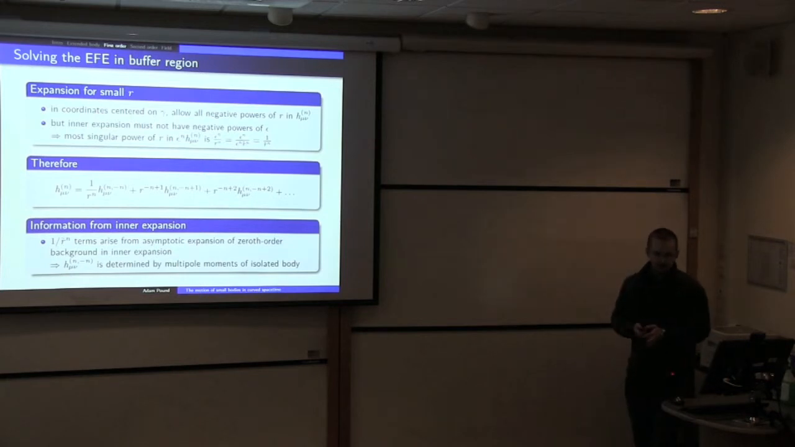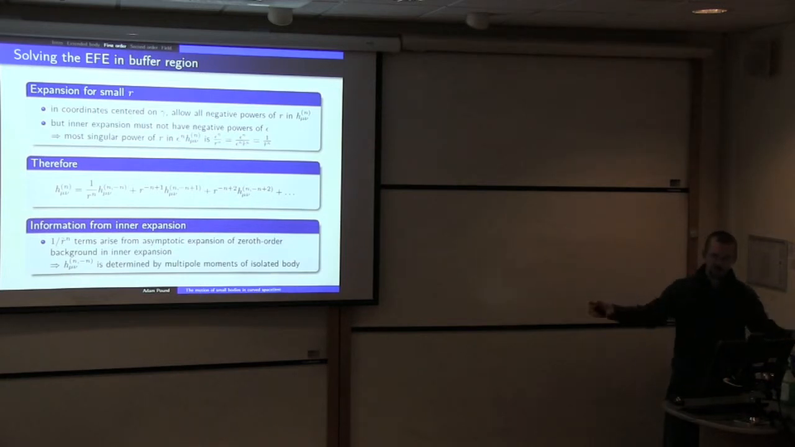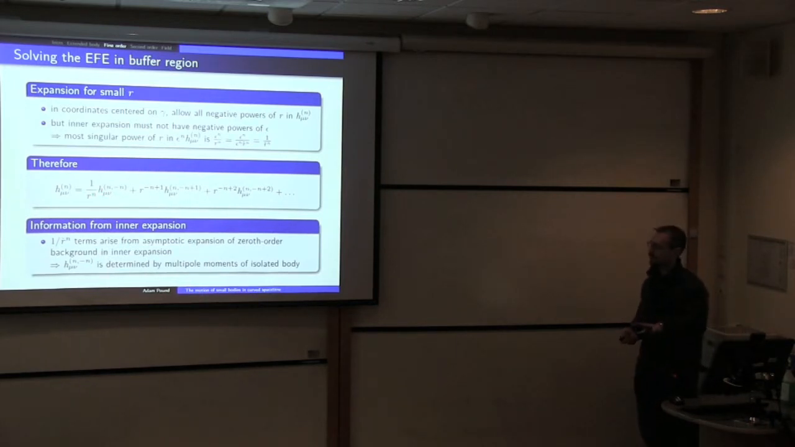And if you're expanding some metric near asymptotic infinity, the powers of 1 over r to the n that you see are defined by multipole moments of the spacetime. So these terms that are coefficients of 1 over r to the n, we're going to be able to identify things in those coefficients with the multipole moments of the object.